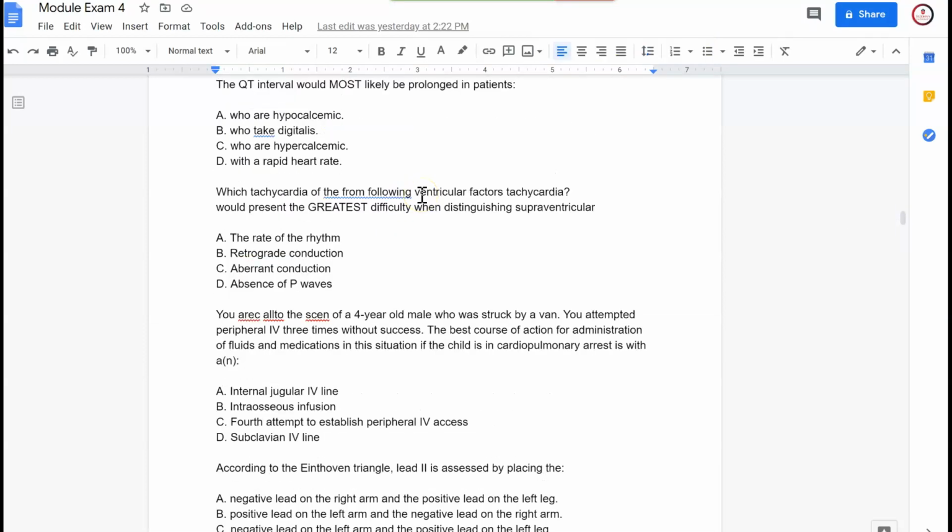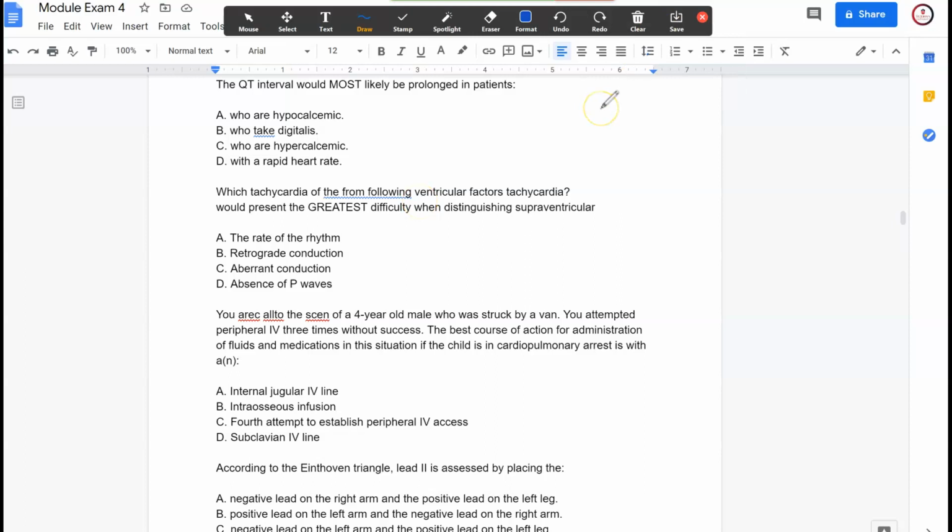All right, QT interval most likely be prolonged in a patient who. Remember we talked about this a number of times. Question problem: it says hypercalcemic. It's hypocalcemic. Is the answer. It's a typo. So this is the correct answer, but there was a typo in the question.